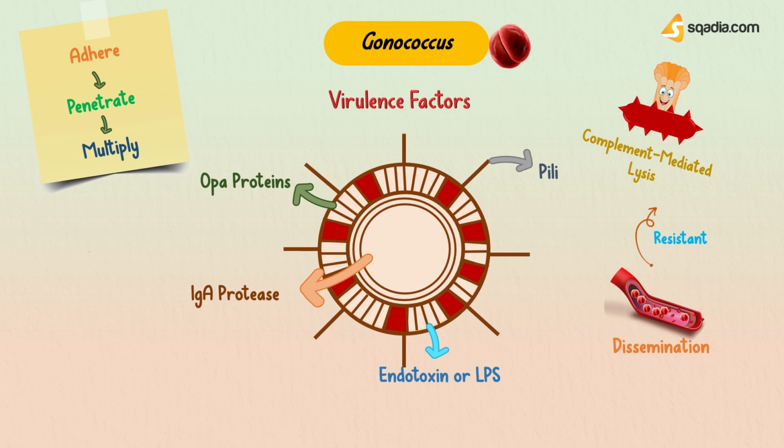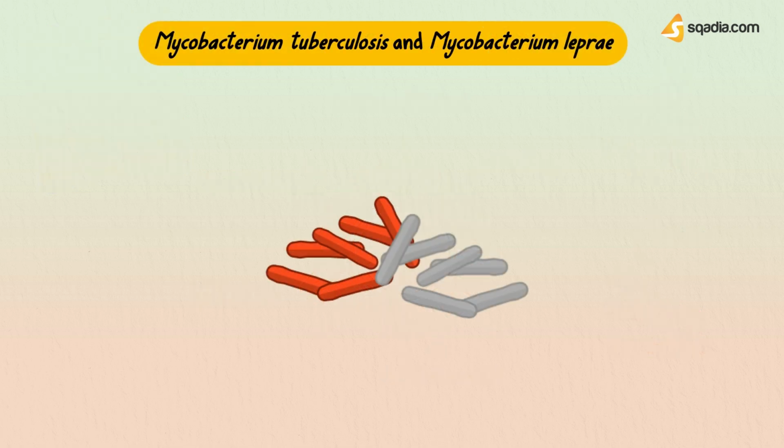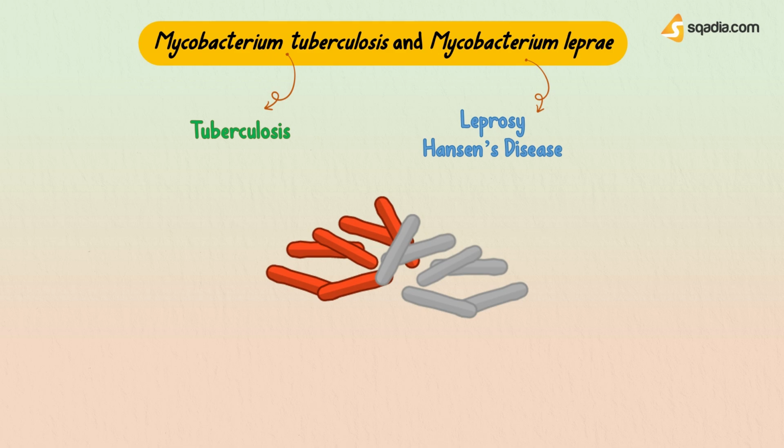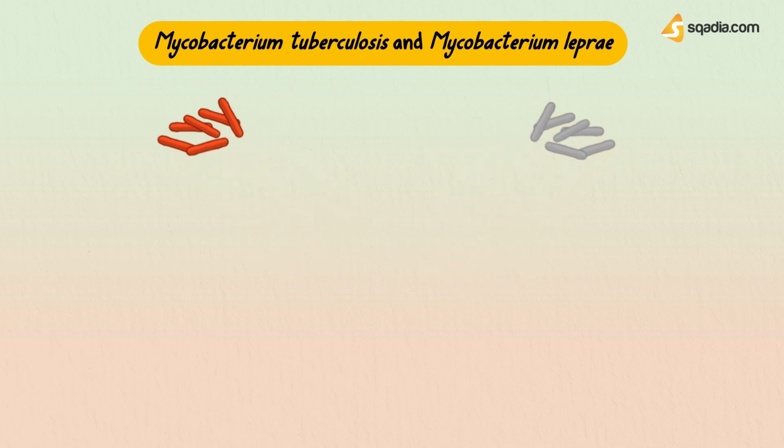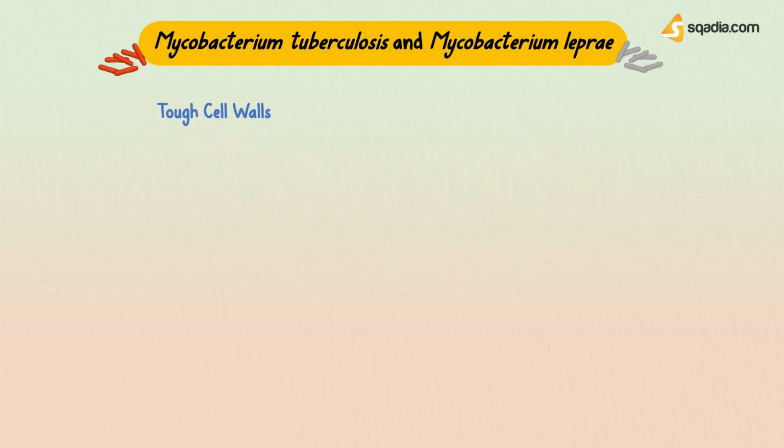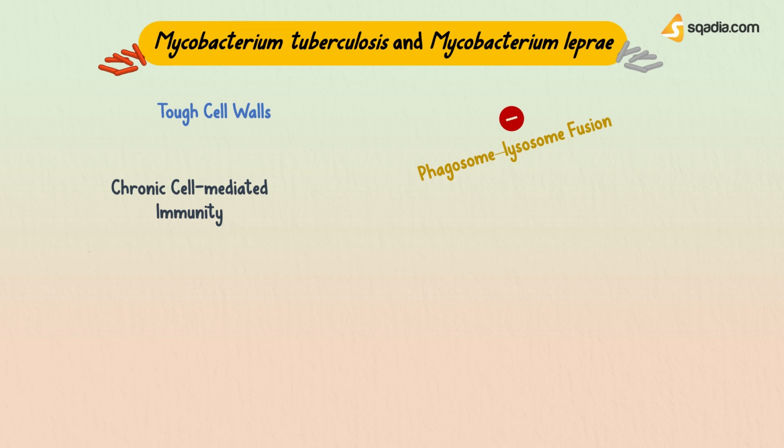Moving on to the next bacteria, that are Mycobacterium tuberculosis that causes tuberculosis, and Mycobacterium leprae that causes leprosy, also known as Hansen's disease. These mycobacteria have very tough cell walls, rich in lipids, which resist intracellular killing. Moreover, they can also inhibit phagosome-lysosome fusion. Well, chronic cell-mediated immunity results in the formation of granuloma, tissue destruction, and scarring.